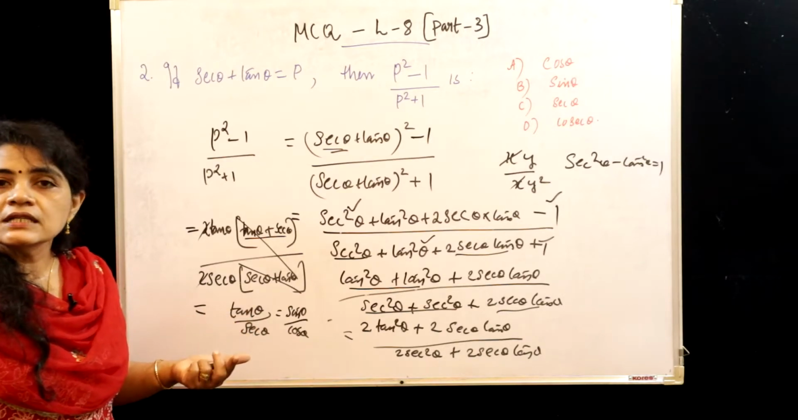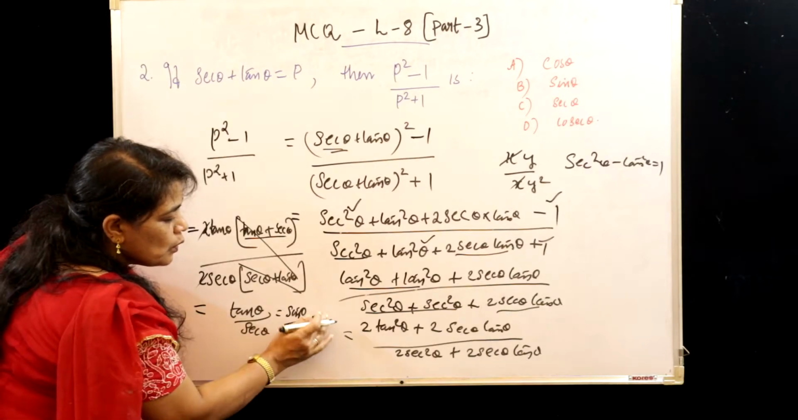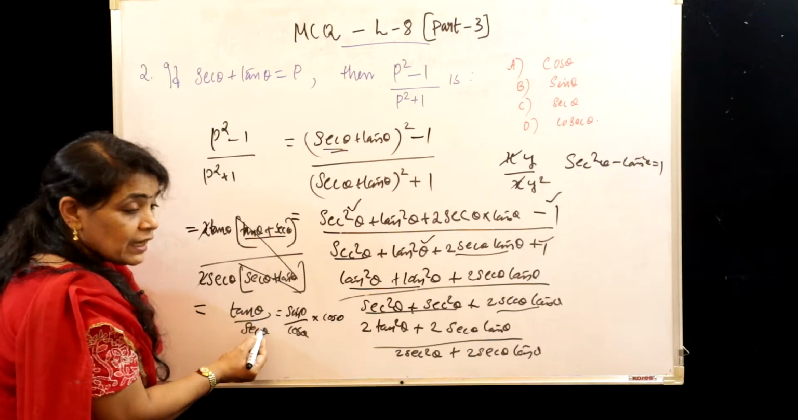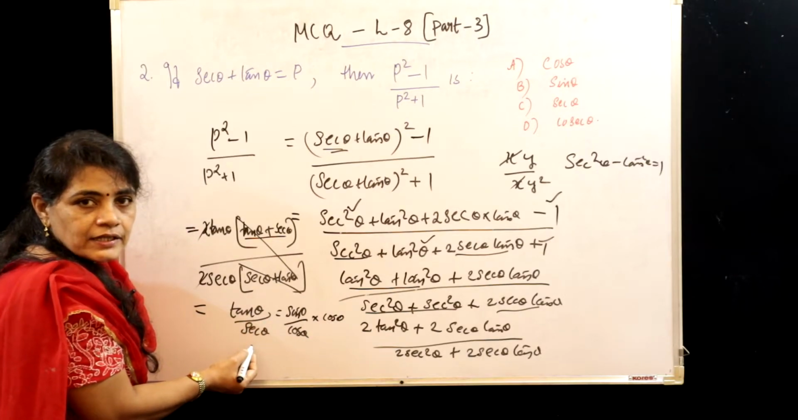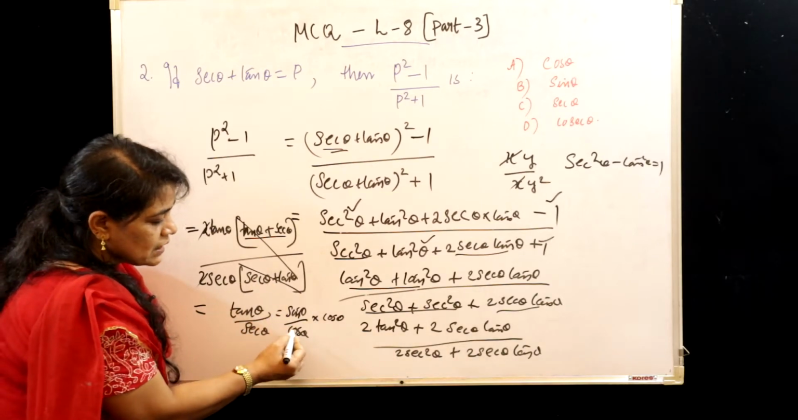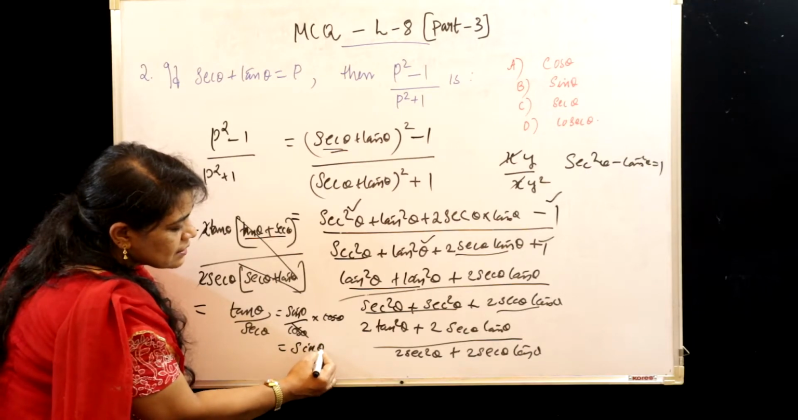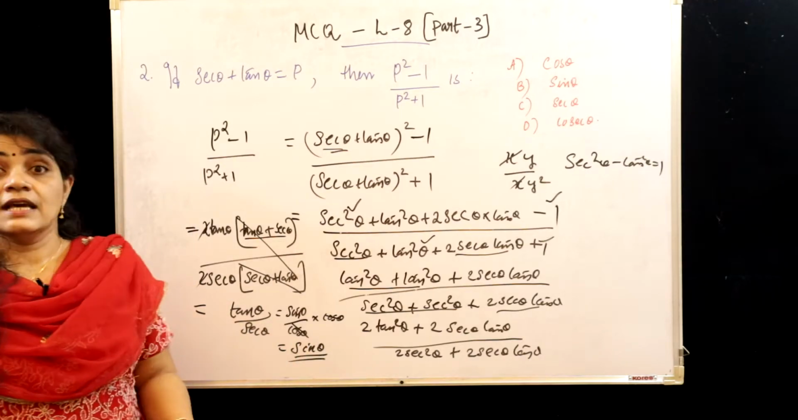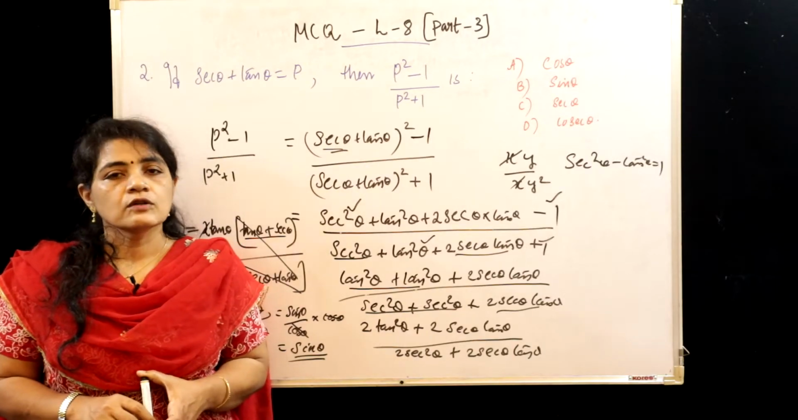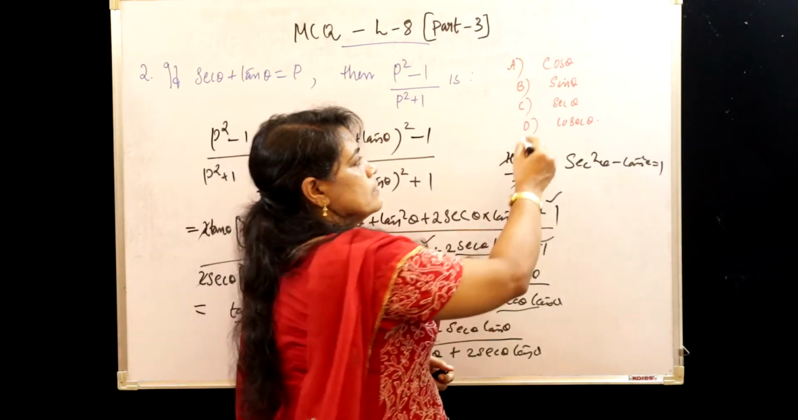So 1 by sec theta is cos theta. So into cos theta. Here tan theta into 1 by sec theta, right? So 1 by sec theta, reciprocal relation. So cos theta, this cos theta gets cancelled. So the last simplified form is sin theta, that is p square minus 1 divided by p square plus 1 equal to sin theta. Yes, the second option.